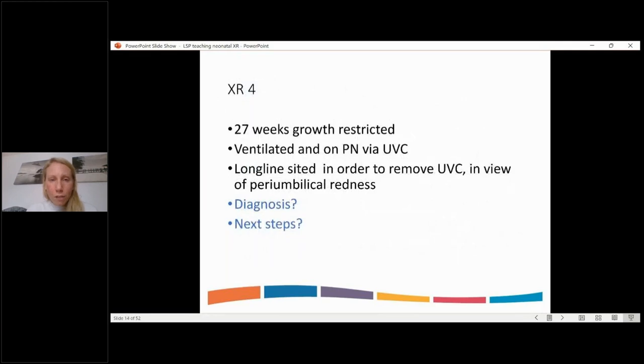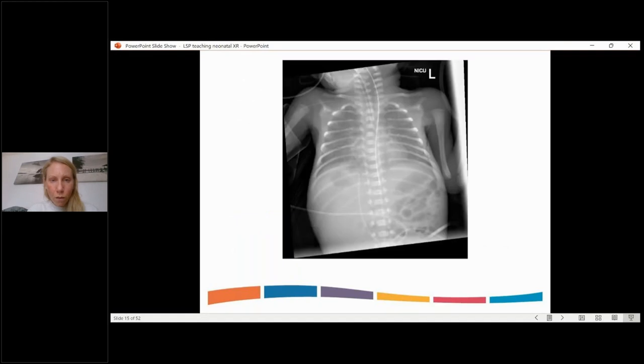So this one. The 27-week baby who was growth restricted, born with a birth weight of 650 grams, was ventilated and was started on TPN via a UVC because they knew it would take a long time to start feeds. Then they got to day 5, and a long line was sited in order to remove the UVC because they had noticed some peri-umbilical flare. What do we think of this one? Again, pop it on the chat for me.